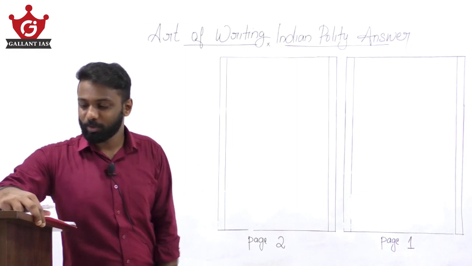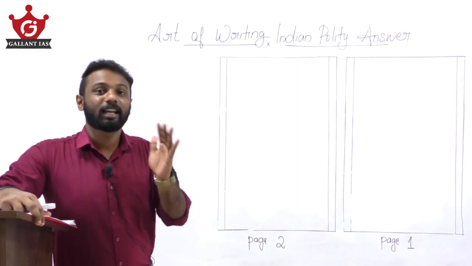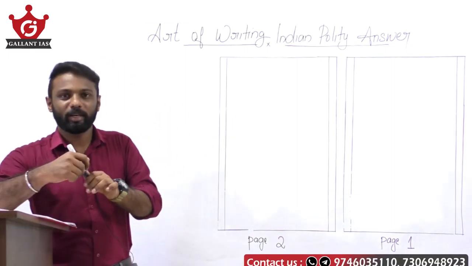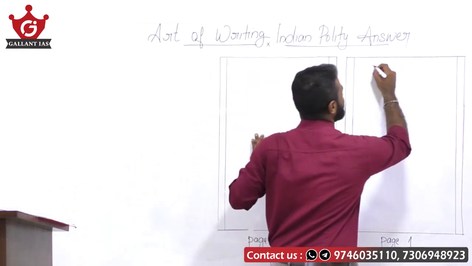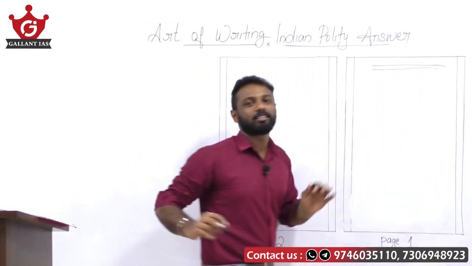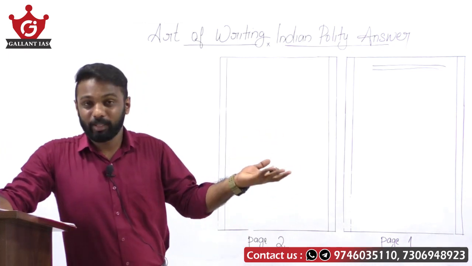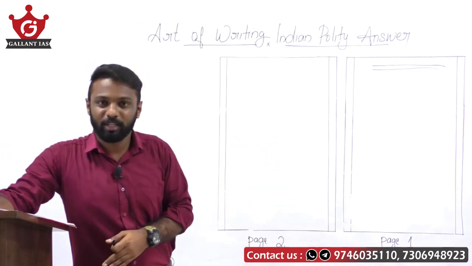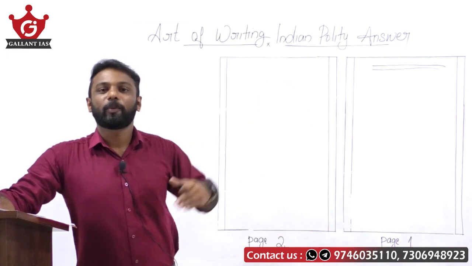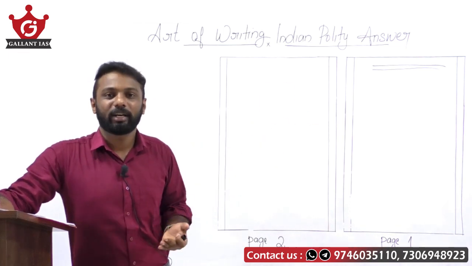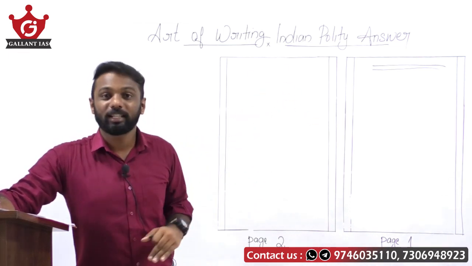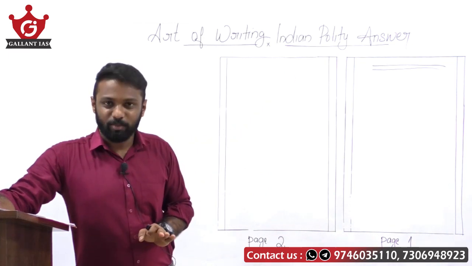Okay, now let's analyze. Since this question is regarding the relevance of Rajya Sabha, in the intro part you just write regarding the Rajya Sabha. What is Rajya Sabha? It is the Council of States, the second chamber in the bicameral setup of the Indian parliamentary system, and it is also involved in the passage of bills in the parliament. Like this, you can give some small intro regarding the Rajya Sabha.